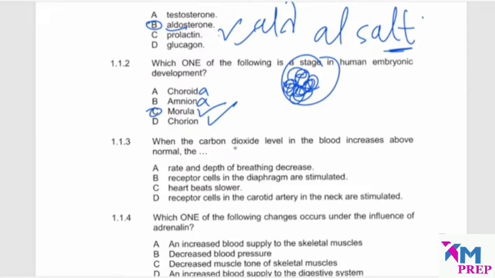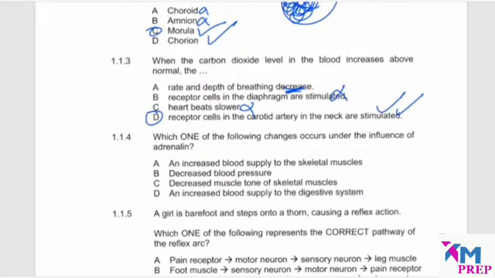They're saying that when carbon dioxide level in the blood increases above normal, what happens? Heart rate depth, nope, doesn't decrease, you breathe too much. Receptors in the diaphragm are stimulated? Which receptors? Heartbeat slows down? Receptors in the carotid artery in the neck are stimulated, so that now they send the impulse to medulla oblongata. This is negative feedback mechanism for carbon dioxide. So the answer becomes D. So 2 marks there.